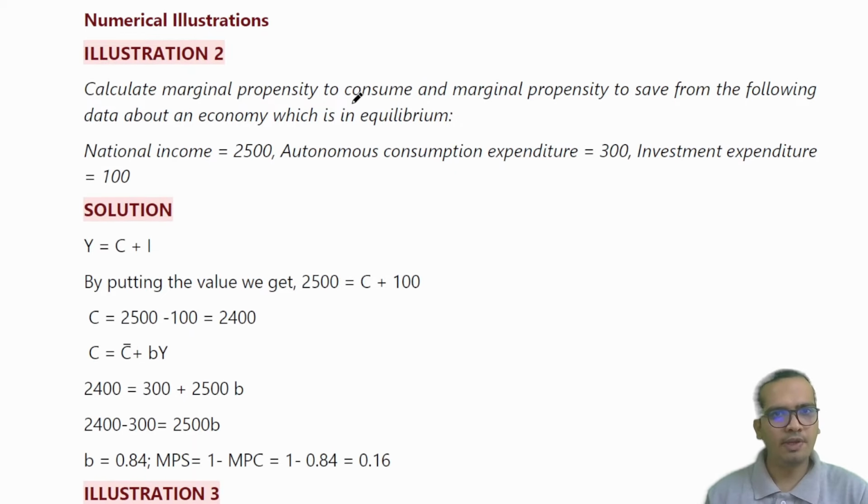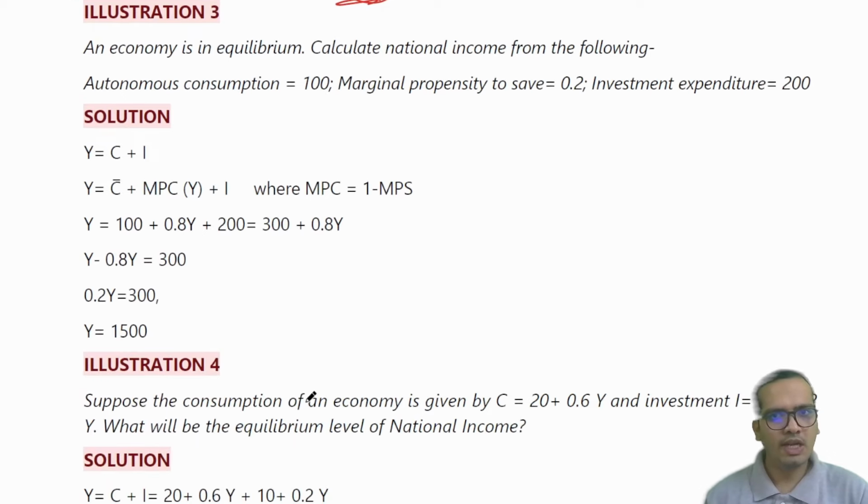Calculate MPC and MPS from the following data: national income, autonomous consumption expenditure, investment expenditure. So we will be putting into the formula Y equals C plus I. Then we will get C. Similarly, we will get B, and the answer is MPS equals 1 minus MPC equals 0.16. Similarly, we have one more example where Y equals 1500.